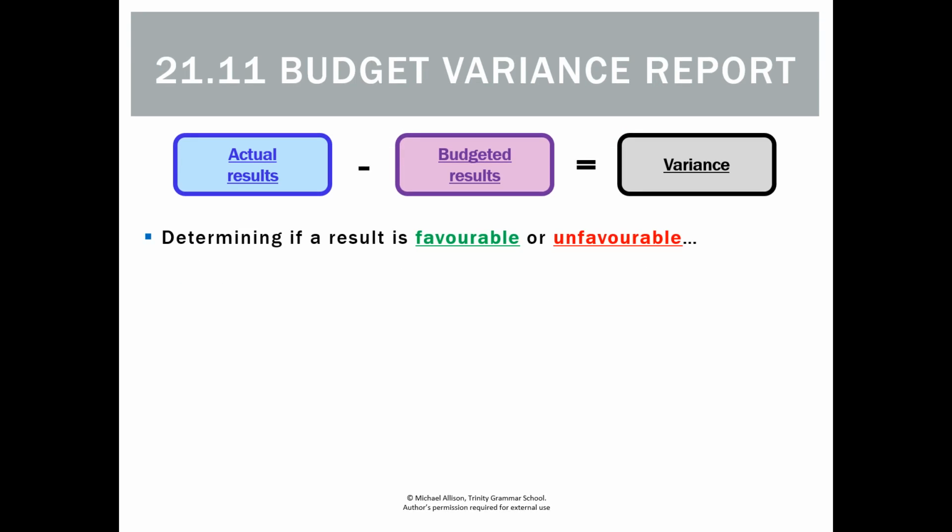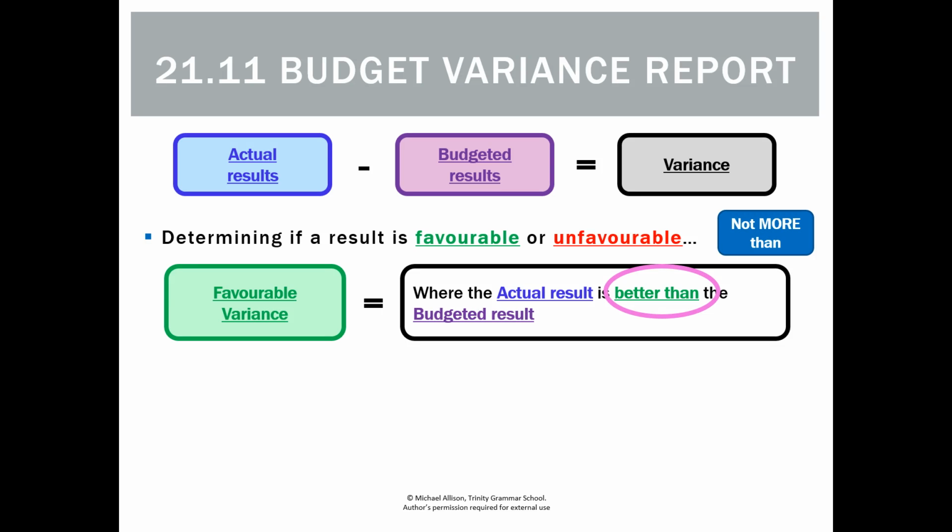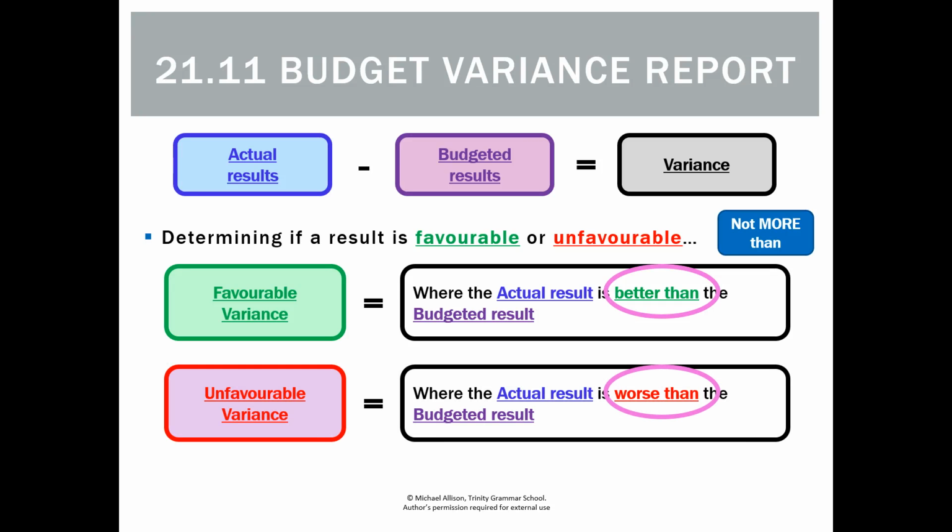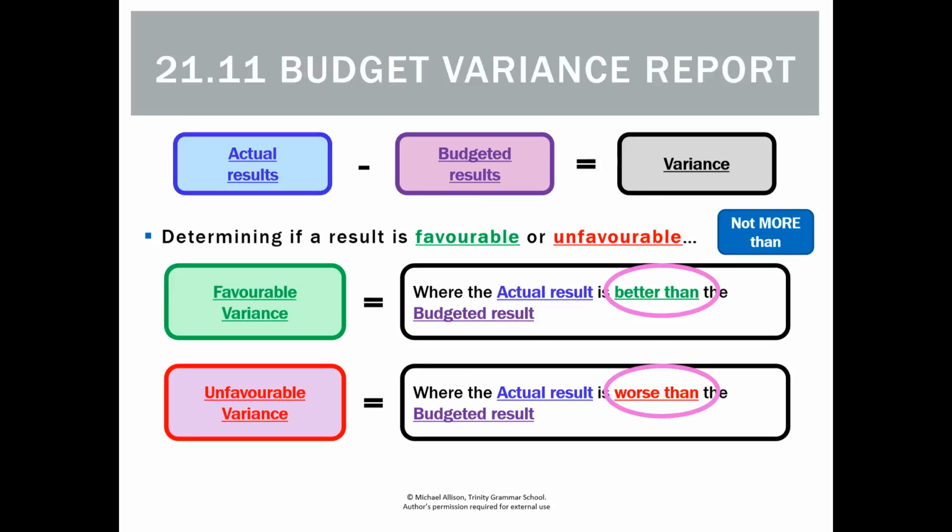So looking at whether something's favorable or unfavorable, it's not a case of something being more than or less than. What we say is, for a favorable variance, the actual result is better than the budgeted result. Conversely, for an unfavorable variance, the actual result is worse than the budgeted result. So we don't say more than or less than, because it's going to be different for different items.